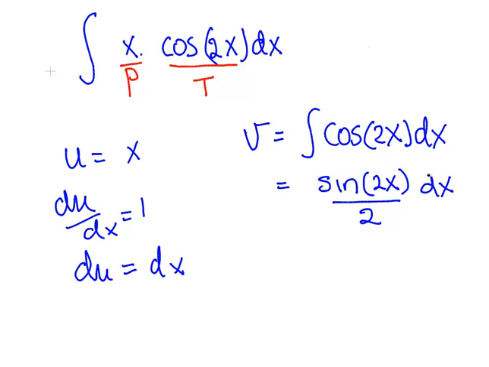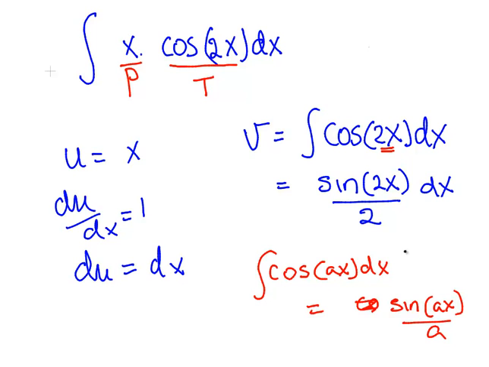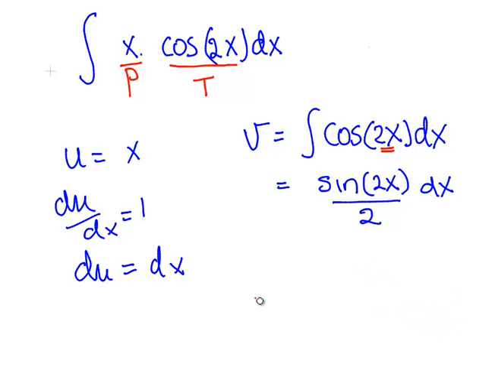The thing to watch out for when dealing with this is that the integral of cos of ax will have the form sine of ax over a. That's just a general rule. How do you prove that? You can prove that using the substitution rule.